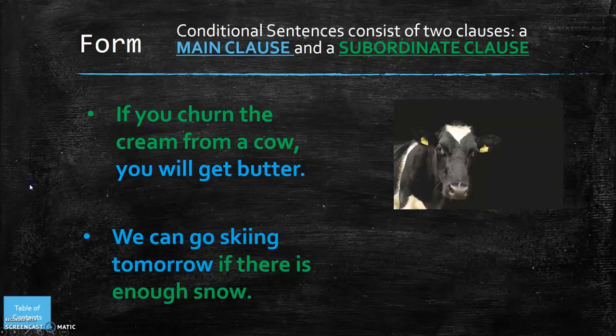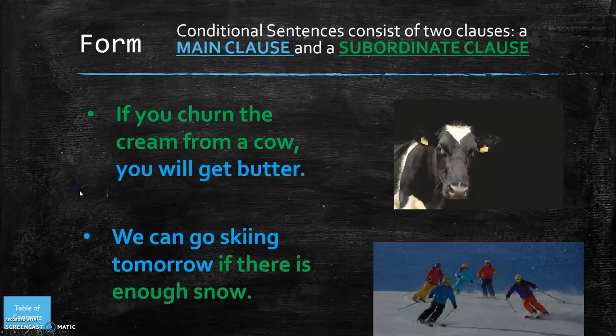Okay? We can also switch the position of the subordinate and the main clause. So let's start with our main clause. We can go skiing tomorrow if there is enough snow. So we can go skiing tomorrow, that's going to be our main clause. And if there is enough snow is our subordinate clause. And we can identify it by the if here at the beginning of the clause.